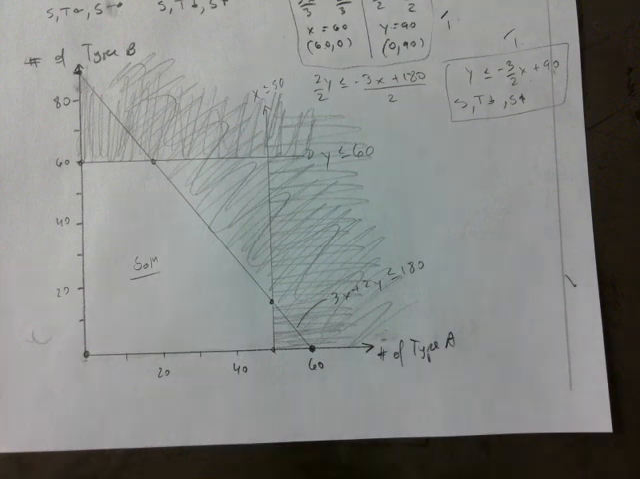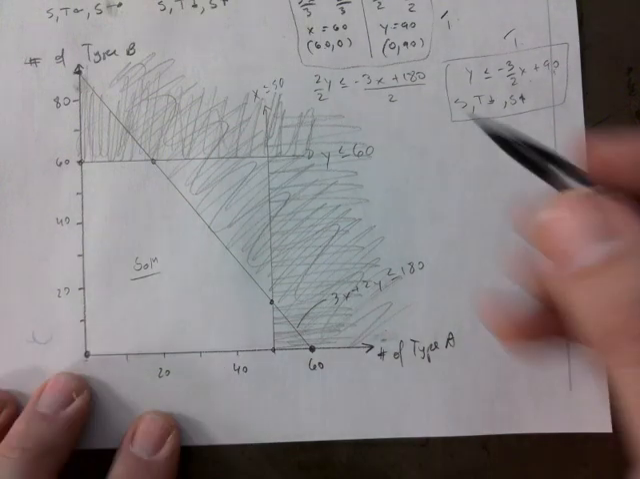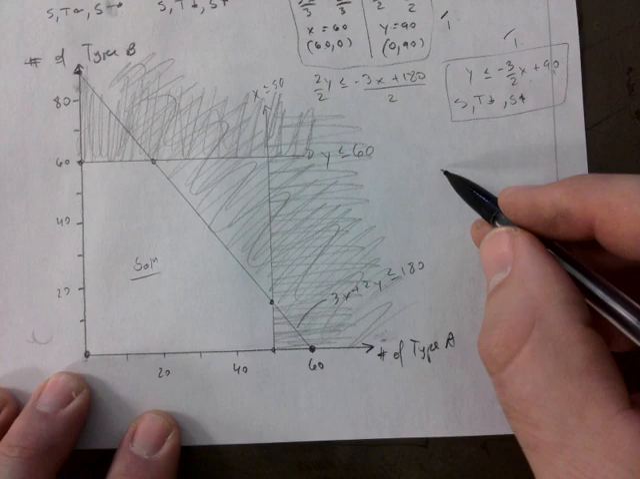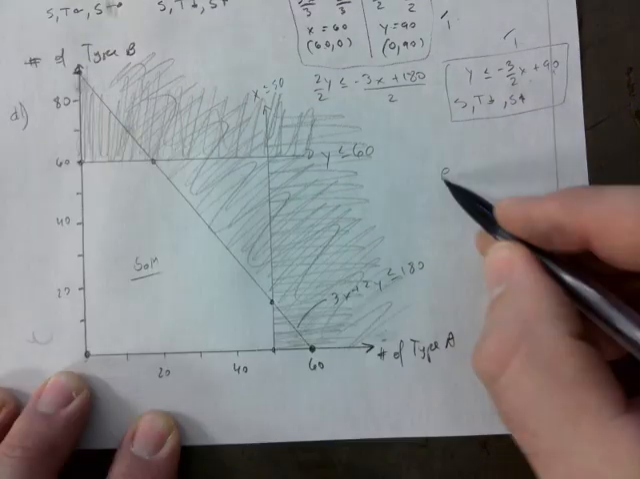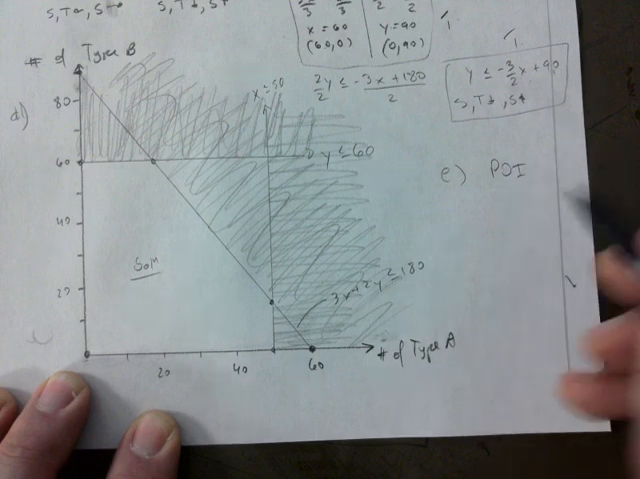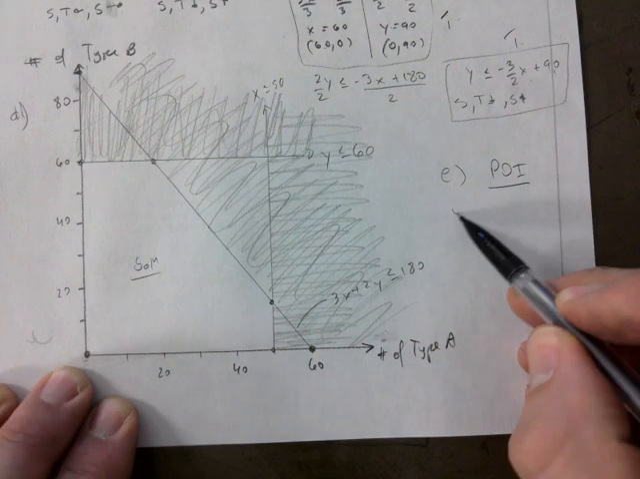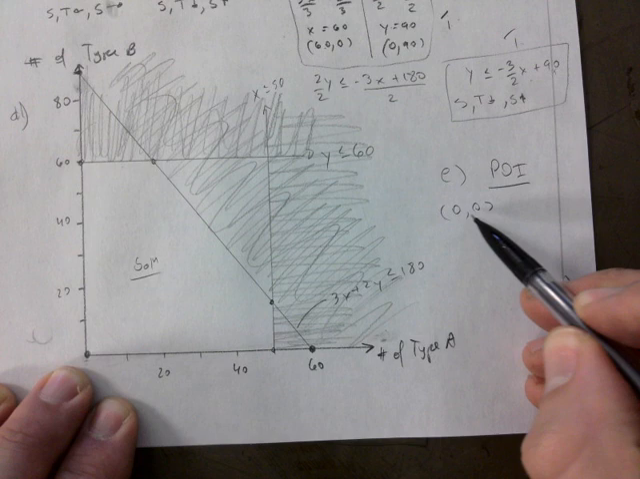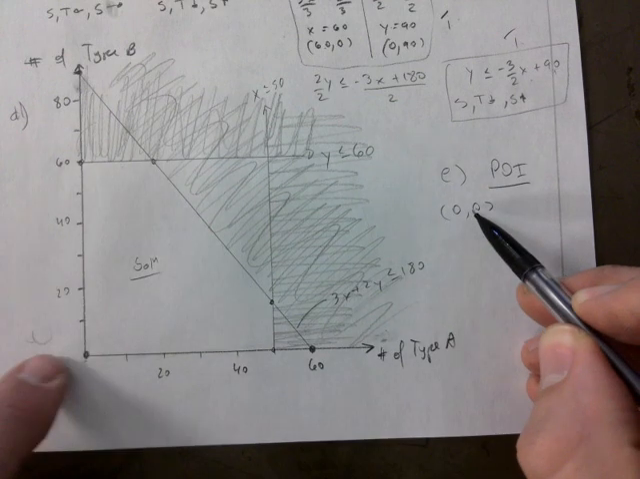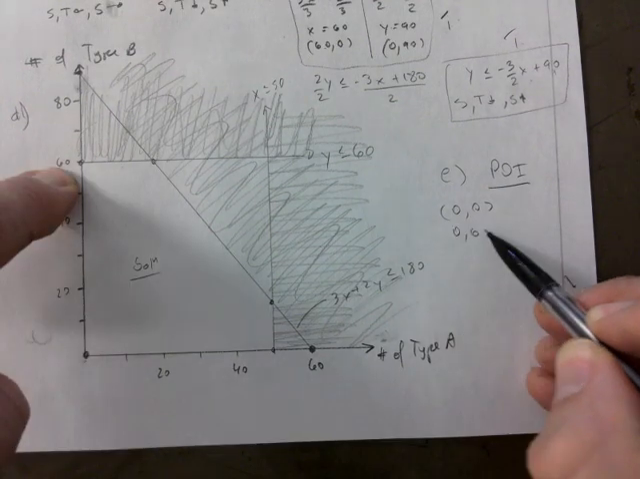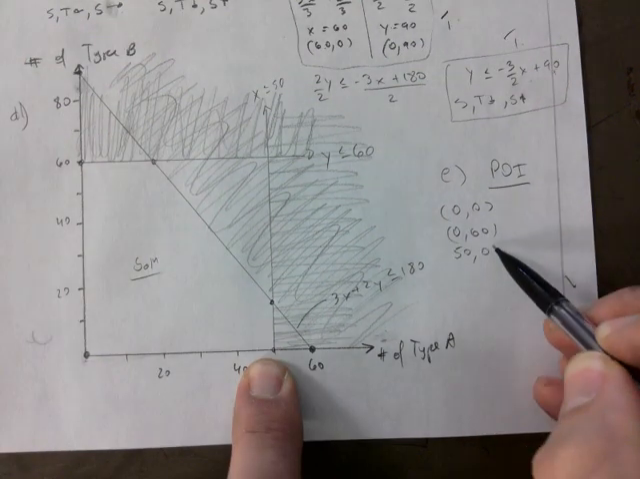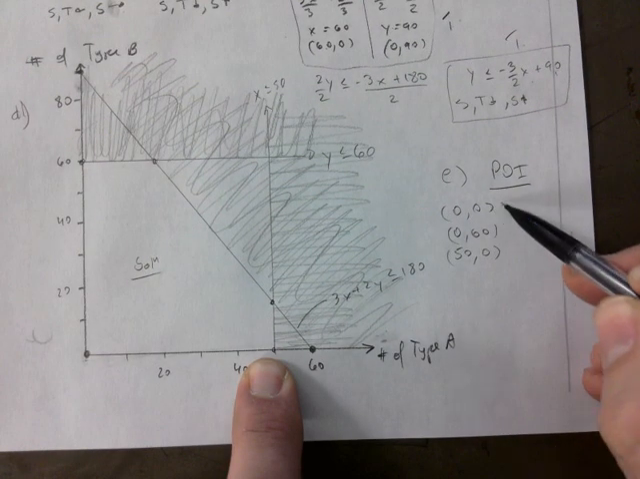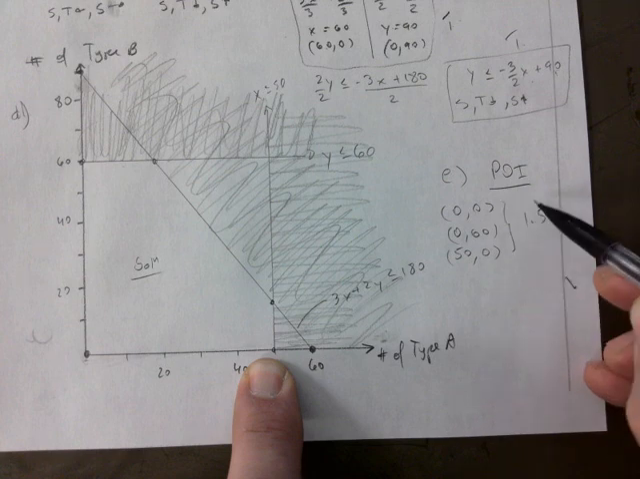So this would be D, right? And for E, the POIs, let's do the ones we can read. On my key, you will often see I'm just reading them off, right? So 0, 0, 0, 60, and 50, 0. I would give you half a mark for each of them, right? So this is 1.5 marks for that. If you didn't have 0, 0, take off half, right?